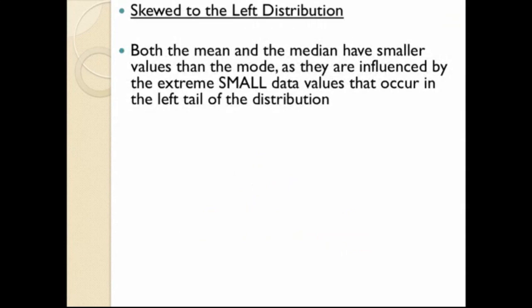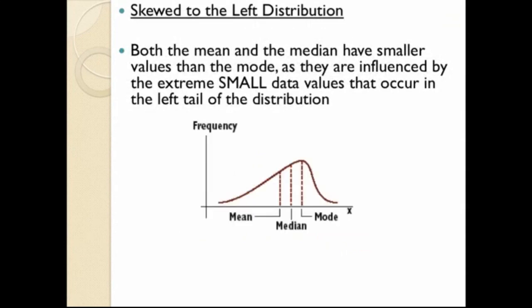Okay, if we look at a skewed left distribution, here's a picture of skewed left. And remember from our last lecture, skewed left means that the tail is being pulled out towards the left. The mean and the median have smaller values than the mode, as they are influenced by the extreme small data values that occur in the left tail of the distribution. So here's what happens in a skewed left distribution.